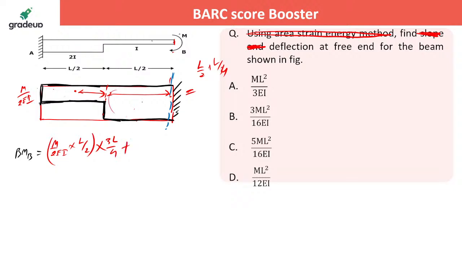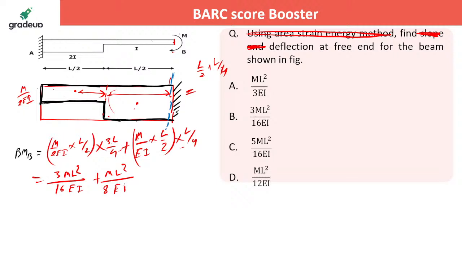Then add the bending moment due to the bigger rectangle, that is nothing but the area M by EI multiplied by length L by 2. This is the total M by EI diagram. Area multiplied by the centroid distance, that is once again L by 4. Calculating it, how much will you get? Here you will get 3ML² divided by 16EI, and here ML² divided by 8EI. So add these: 3 plus 2 over 16, so it will become 5ML² by 16EI. That's all.